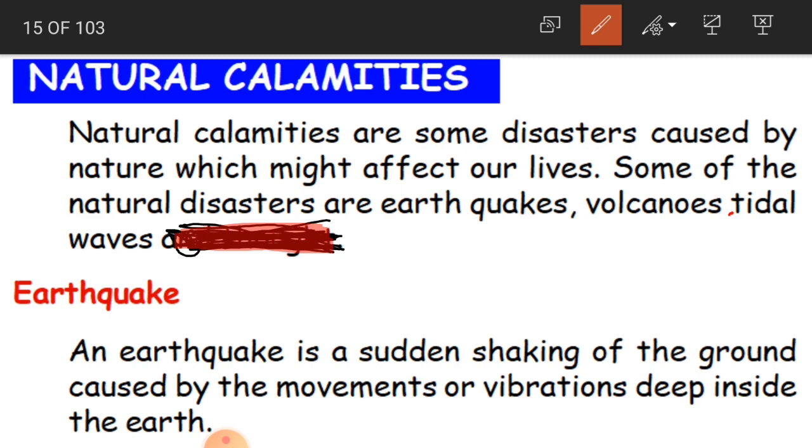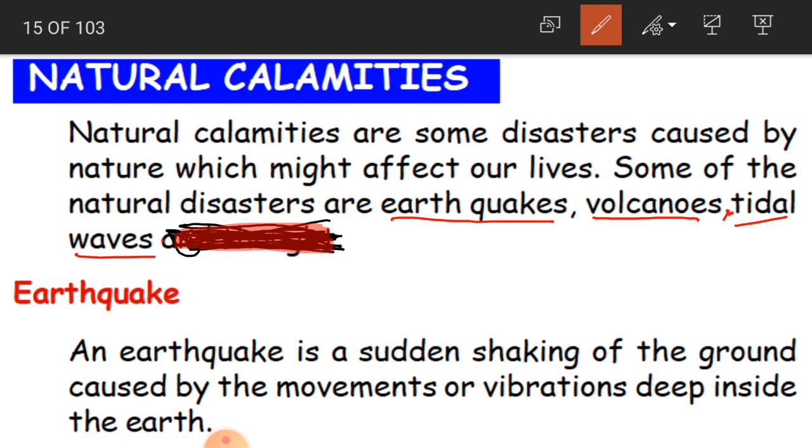Okay, and some of the natural disasters are earthquakes, volcanoes and tidal waves. Like tsunami. You have heard the word tsunami? So this is also a natural disaster. Okay children, and we will learn one by one.